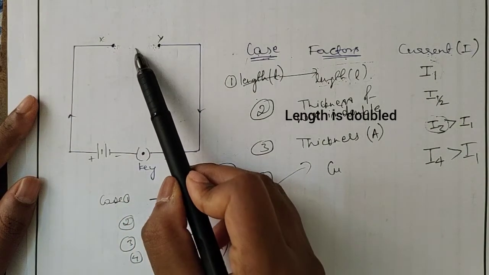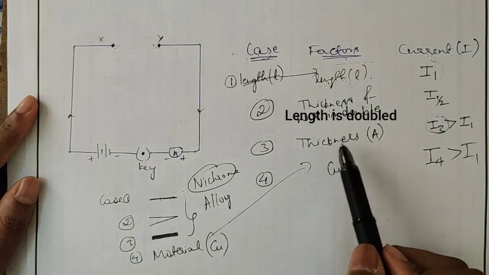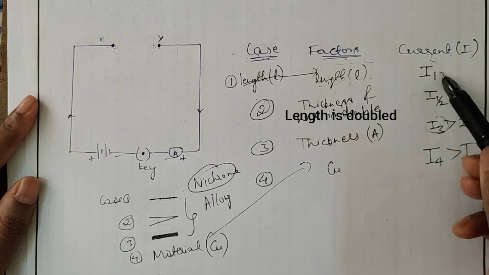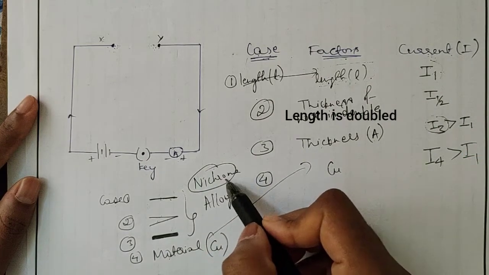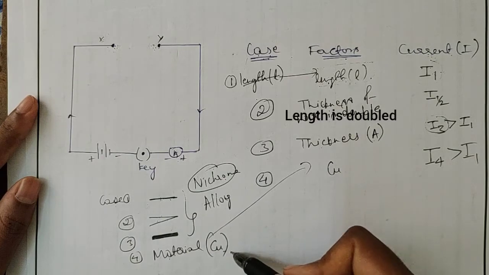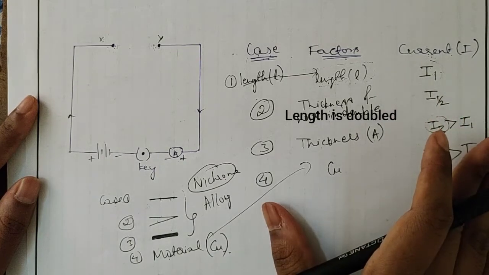In the third case, I used the same length but increased the thickness, that means the area of cross section. I got a higher value than the first one. And in the fourth case, I entirely changed the wire from nichrome to a pure metal, that is copper, and I got a higher value compared to the first trial. Okay, so this is what we learnt.